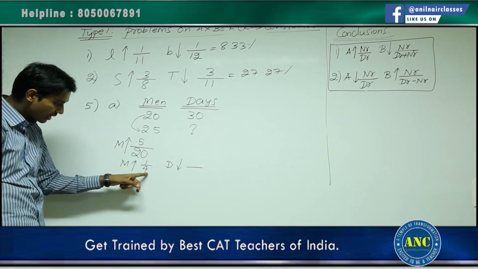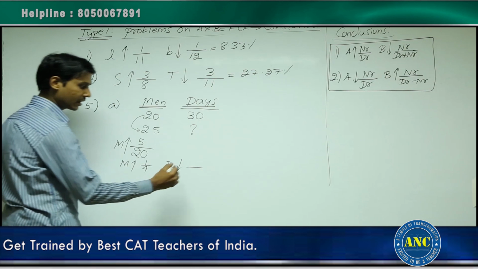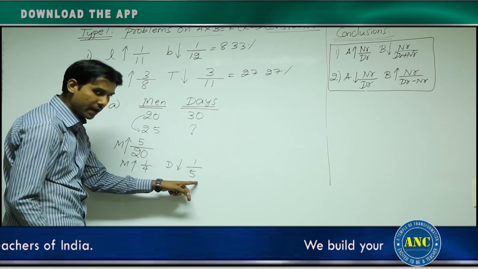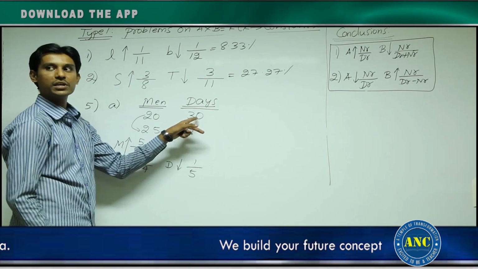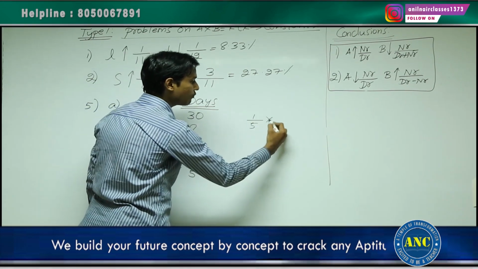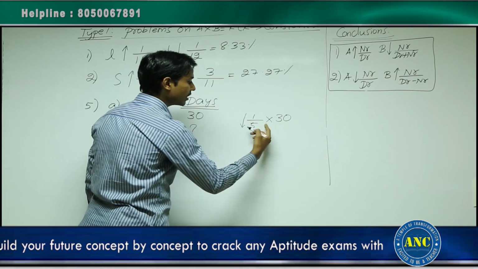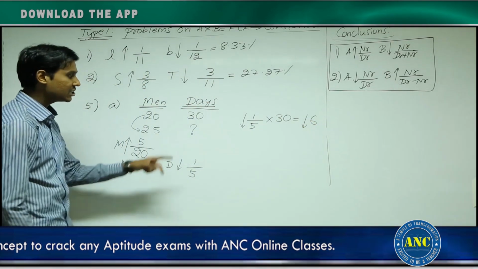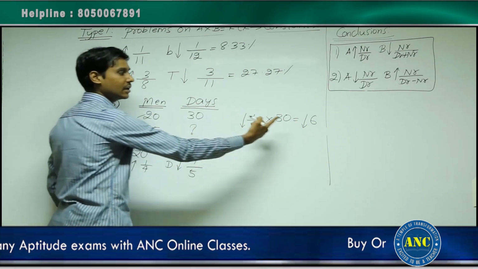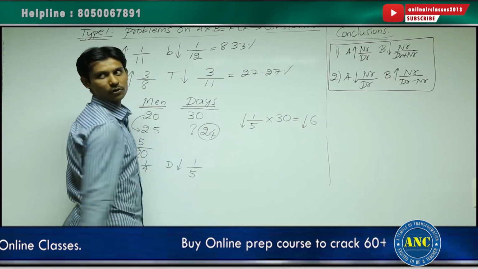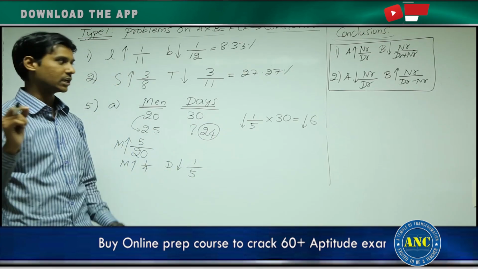The question consists of increase. Increase the denominator by numerator. Days should decrease by 1 by 5. There should be a decrease of 1 by 5 from the initial value. Initially it was 30 days, so a decrease of 1 by 5 from 30. What is 1 by 5 of 30? That means a decrease of 6 days. What should be the answer? 30 minus 6, 24 days. Understanding the approach? 24 days.